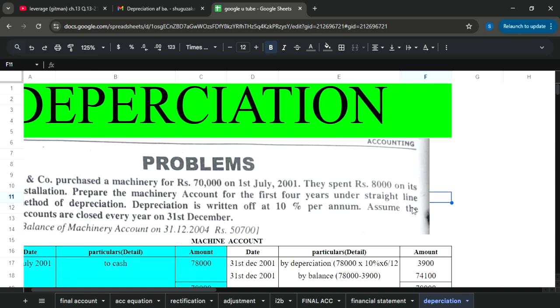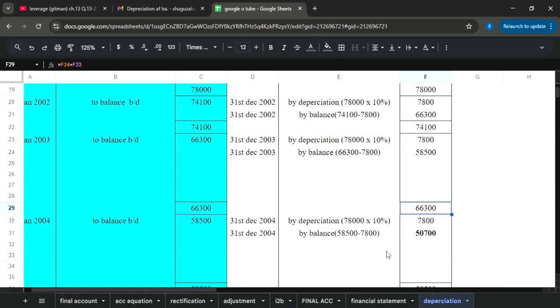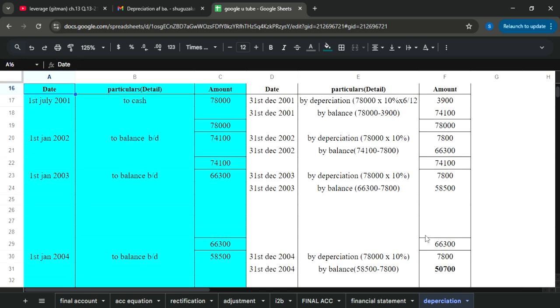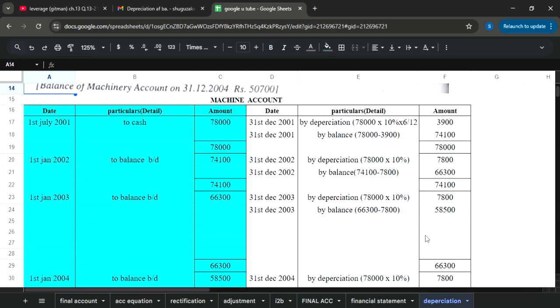So let's check it out. Look here. Balance of machinery account at the end 50,700, and here you can see 50,700 at the end of the fourth year. So I'm sure that you people have understood the process of recording transactions related to depreciation. This was your first question.